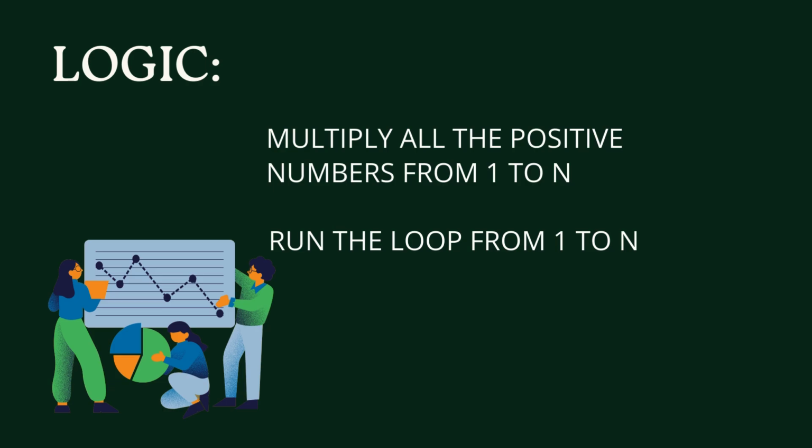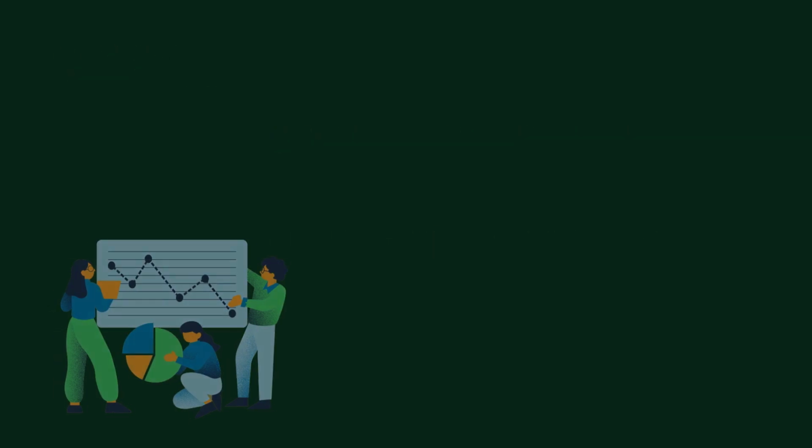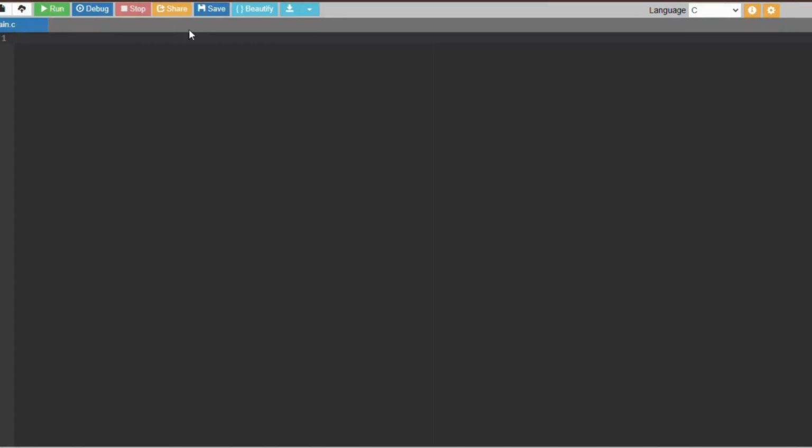We don't start with 0 because if we multiply any number with 0, the answer is 0. So that is the reason first we are going to take a variable and initialize that variable with 1. Let's start the code. First we are going to start with a comment, find factorial of a number.